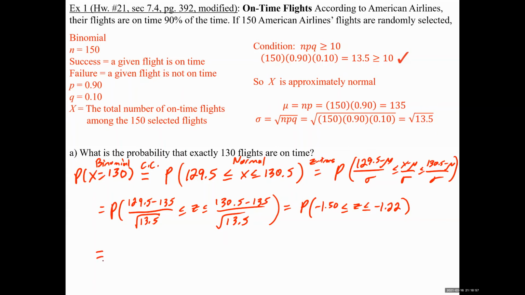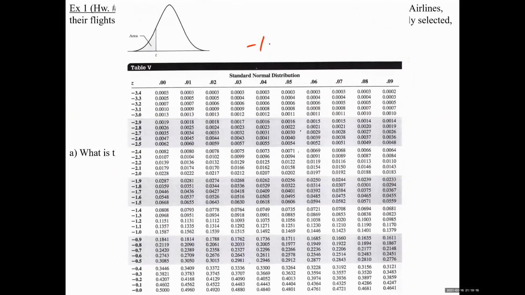And now how do you do a z between problem? It's going to be probability z less than or equal to the number on the right minus probability z less than or equal to the number on the left. And now each of those are less than, so each of them you can look up in the table. So the negative 1.22, let's look that up in the table. Looks like that answer is 0.1112.